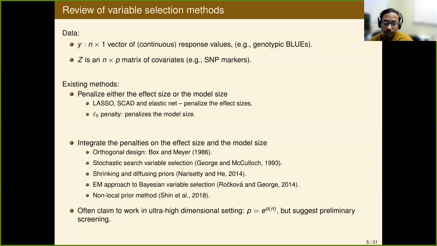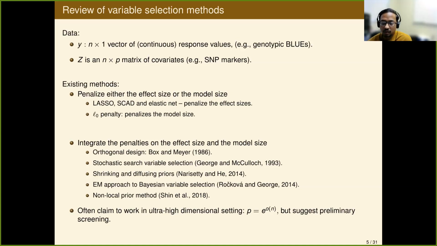On the other hand, there is an approach that integrates the penalties on the effect size and the model size in a single model. This dates back to Box and Meyer in 1986, who considered orthogonal design. In their applications, the number of covariates was not very high dimensional, and the columns of the matrix Z were orthogonal to each other. Later, George and McCulloch pioneered this line of variable selection research, and more recently, this research has been extended to the ultra high dimensional setup.